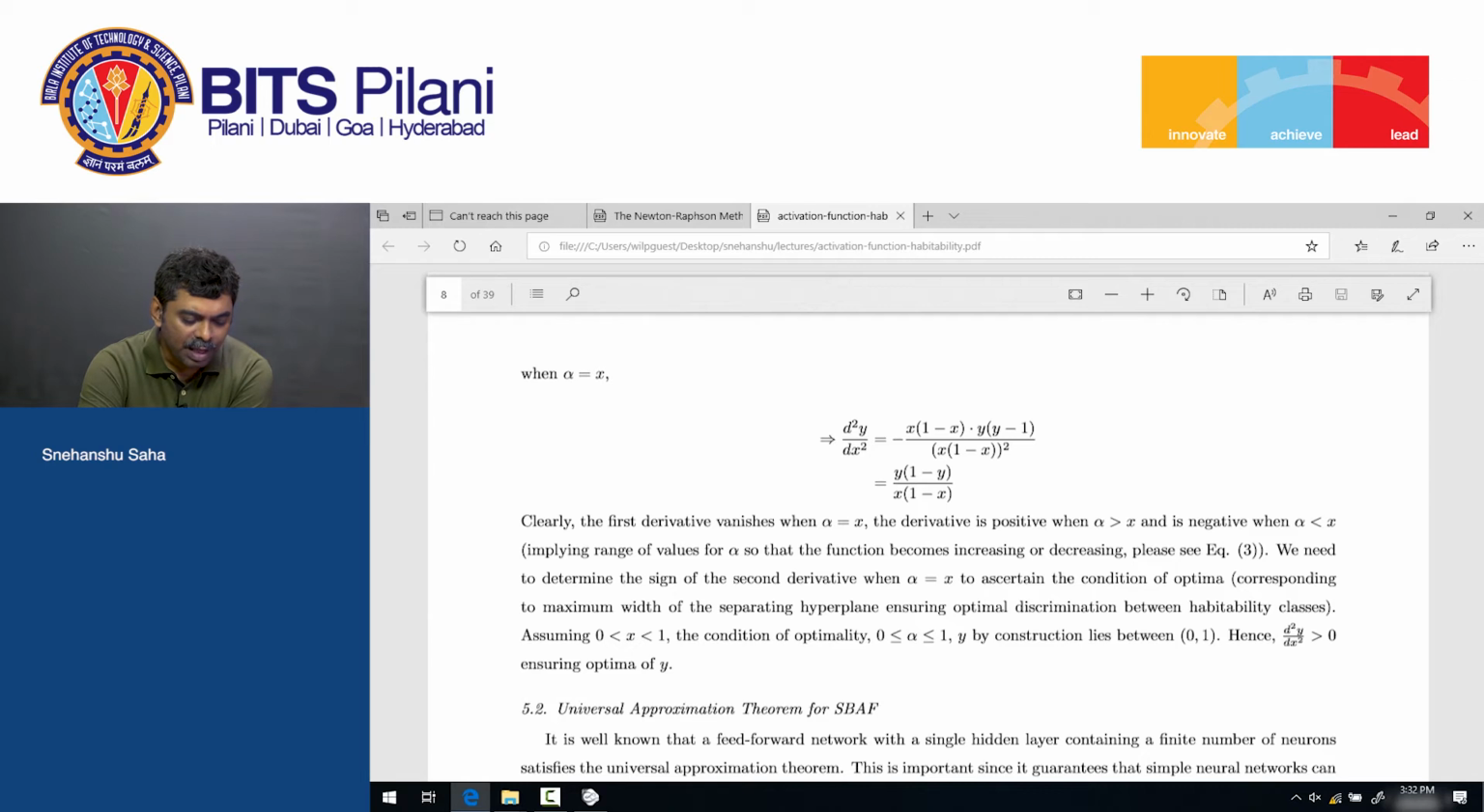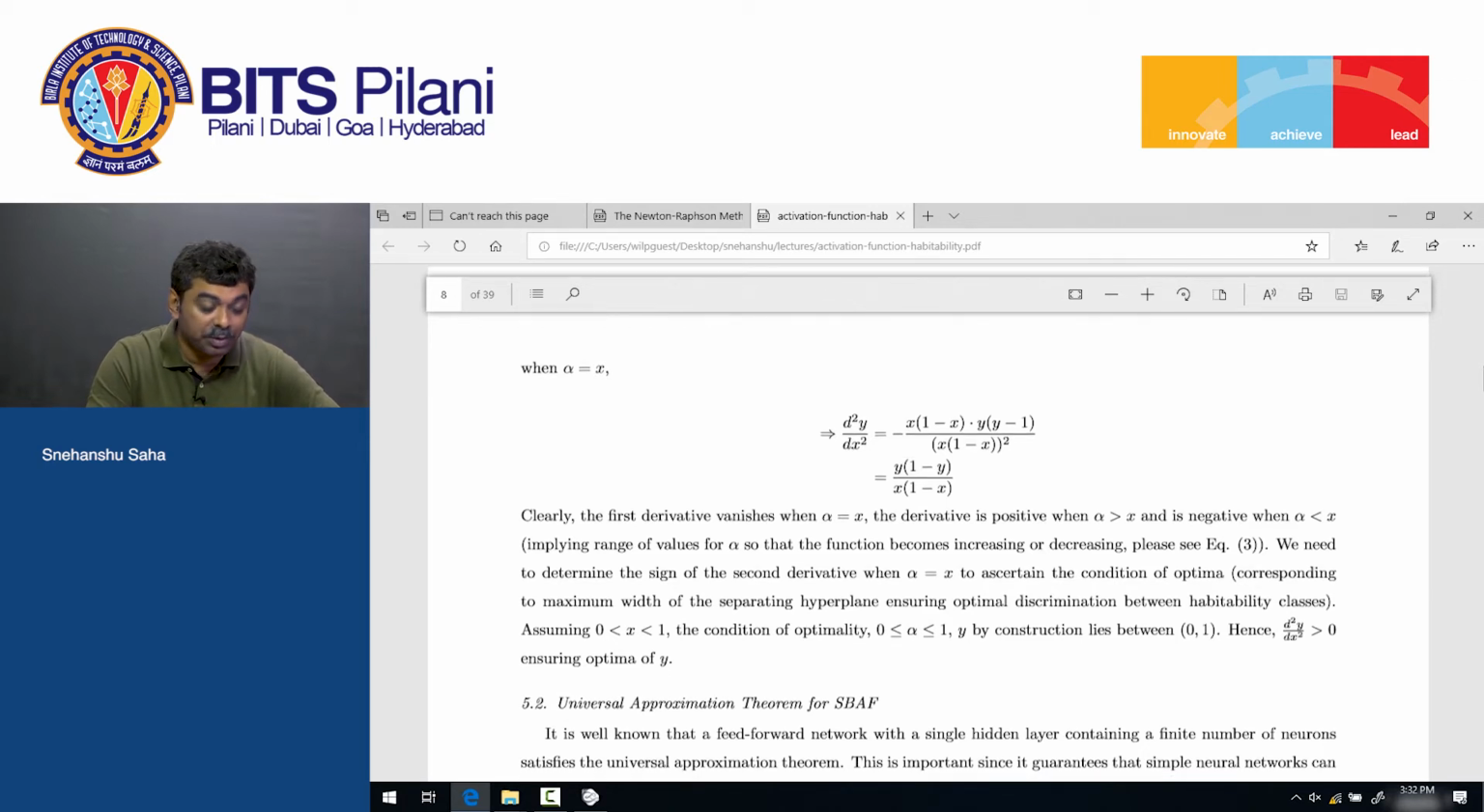When you do that, typically you are going to get this as a negative number. Because the denominator is positive, since x is between 0 and 1, and the numerator is positive as well, so the second derivative is positive. When the second derivative is positive, you ensure that there is a minima. This is exactly what we claimed, right?